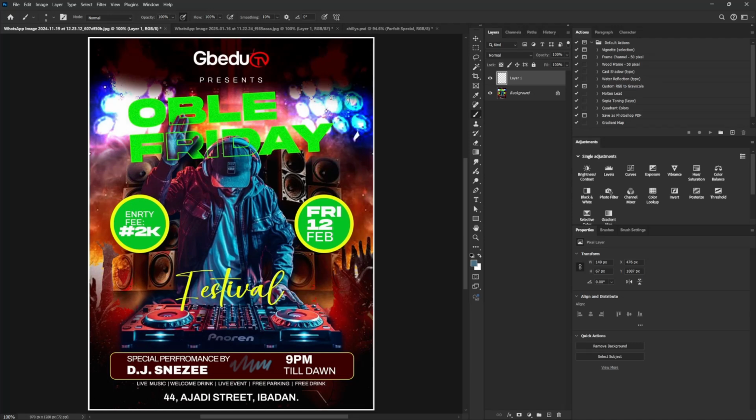The reason I'm saying this is, if you look at the title here, we have Obo Friday, and I'm sure the title is supposed to be Obo Friday Festival. So this festival is too far from this. And space in graphic design is also part of what we use to give rest in our project. When you give space between your content, what you're trying to say is the contents are not together. You don't want people to see them as one family.